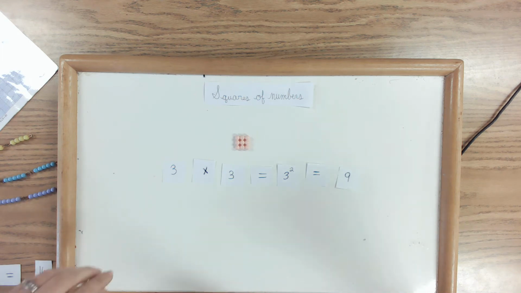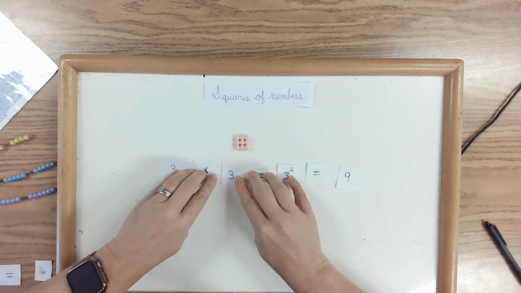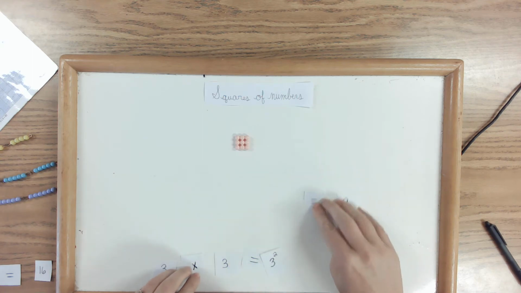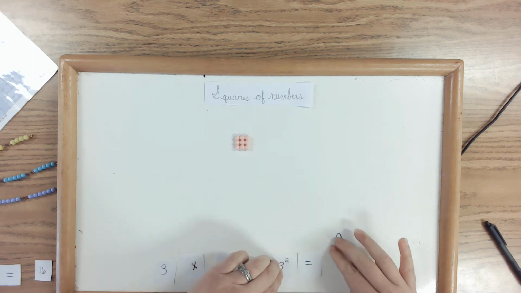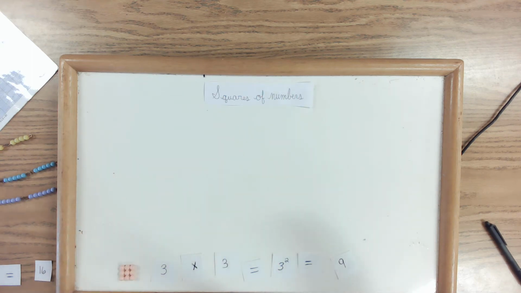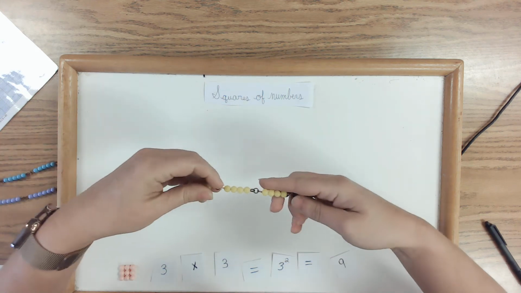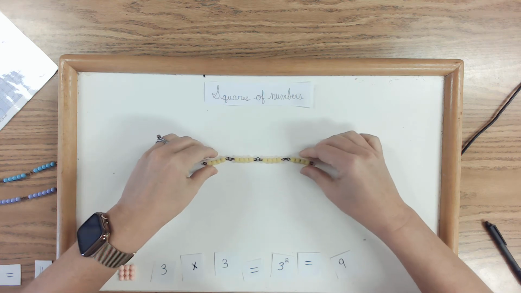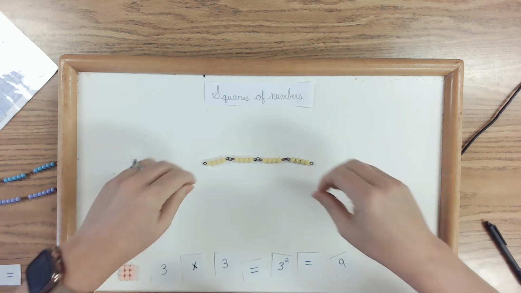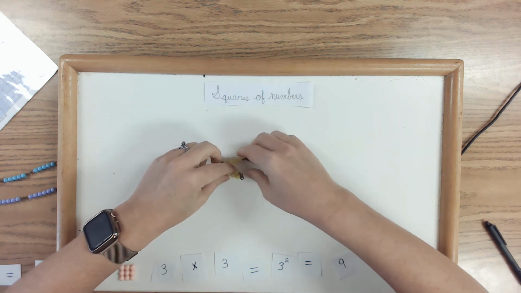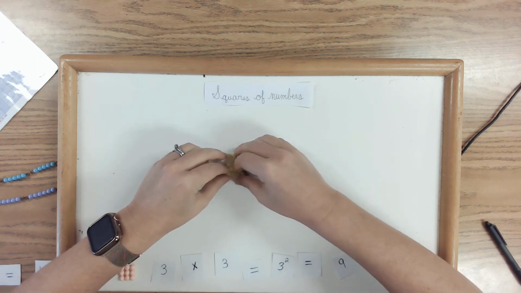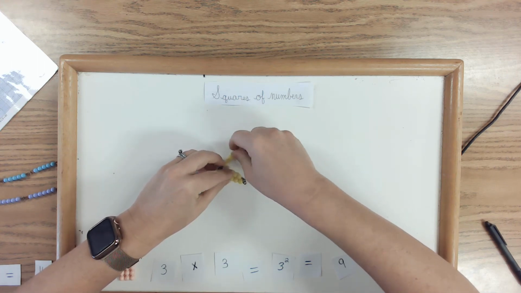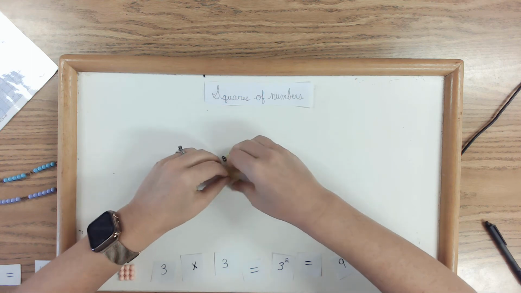Let's try it with another number. I'll move these down. And let's try it with the short chain of 4 and see what we get. So here is my short chain of 4. And we can see that I have 4 sets of 4. And I can turn it into a square. Not a very pretty square, huh? Let's see if this works better.